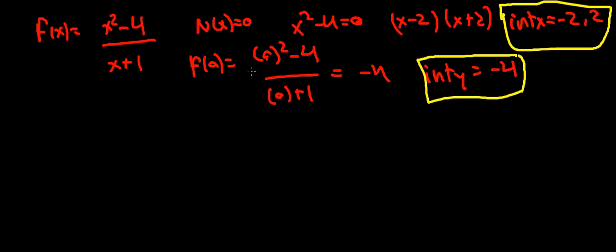Now let's quickly look for the vertical asymptotes. The vertical asymptotes are when our denominator is equal to 0, assuming that it's not divided out in the numerator, in which case it would be a hole. But we can see that over here we found out this factored was x minus 2 and x plus 2, so we don't have to worry about that. So what makes this equal to 0? Well, minus 1. So we have a vertical asymptote of minus 1.